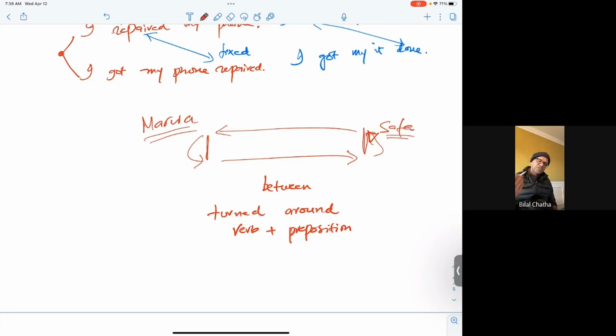So अगर आप preposition change कर देंगे तो meaning change हो जाएगा. So अगर आप कहेंगे turn away है कि आपने मुड़ के दूसरी तरफ opposite जा रहे हैं. अगर आप turn around कर रहे हैं तो आप मुड़ के वापस आ रहे हैं. So turn away का मतलब है मुड़ के दूर जा रहे हैं आप. Turn around कह के मुड़ के आप पास आ रहे हैं.